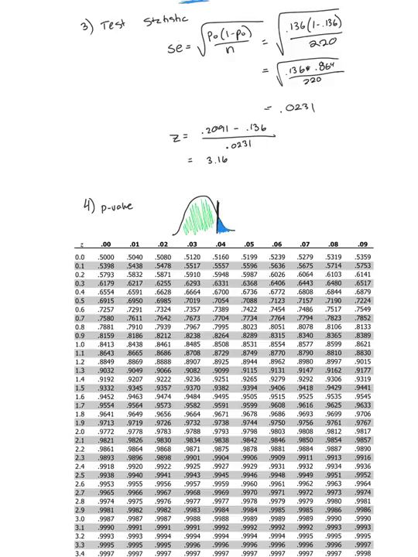So I'm going to go ahead and look at 3.16, keeping it as is. When I do that, I'll trace 3.1 across, and I'll trace 0.06 down, and where they overlap there, that will be my probability.